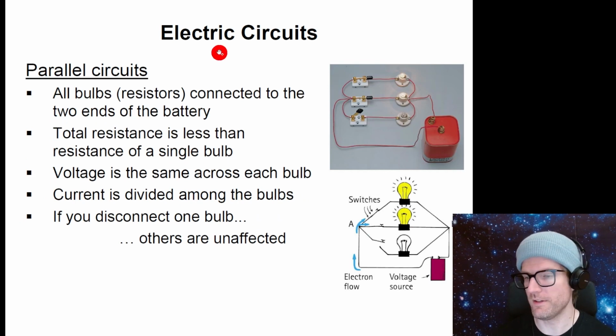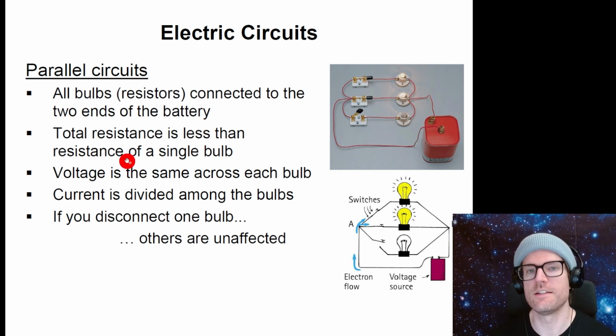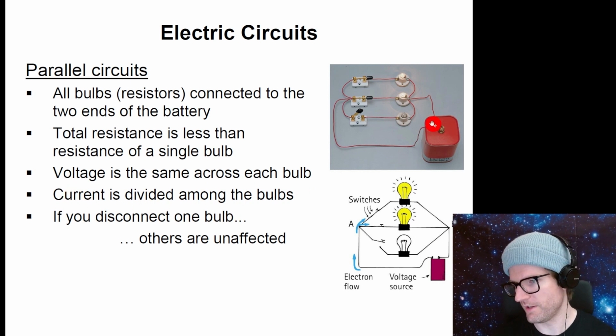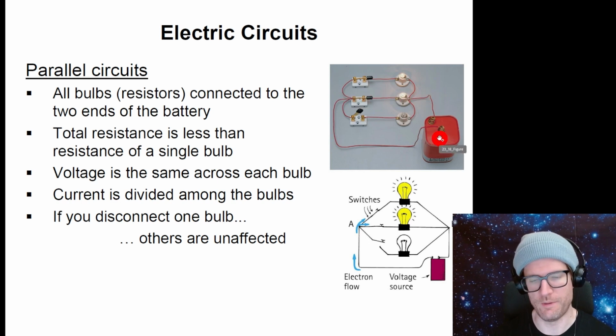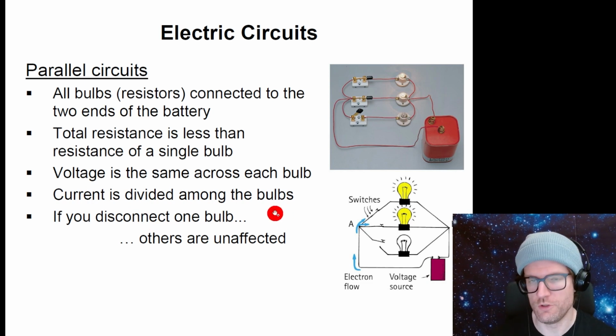As opposed to parallel circuits. So here, the voltage across each light bulb is exactly the same, and the currents are different. All bulbs are connected to the 2 ends of the battery, so they all have the same voltage. The total resistance is less than the resistance of a single bulb. Voltage is the same across each bulb. Current is divided amongst the bulbs, so the current comes here and splits up 3 ways and recombines to get back to the battery. And if you disconnect one bulb, only that bulb goes out. The 2 others stay lit.